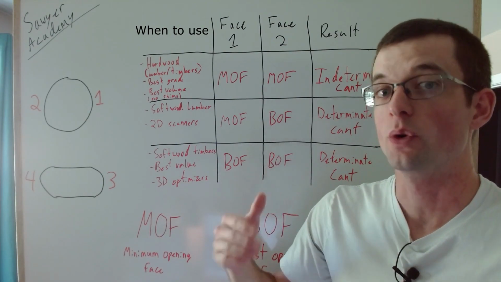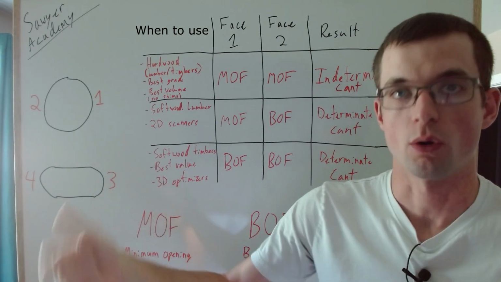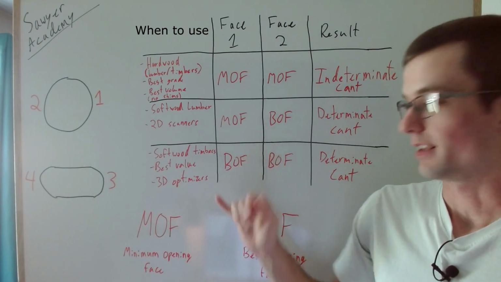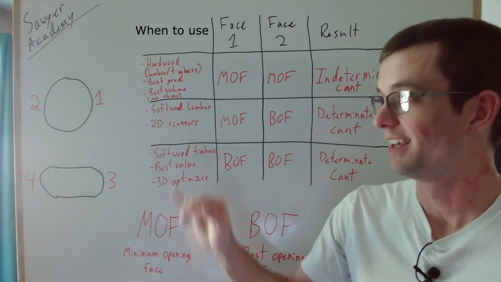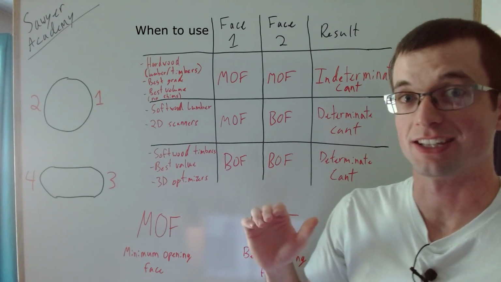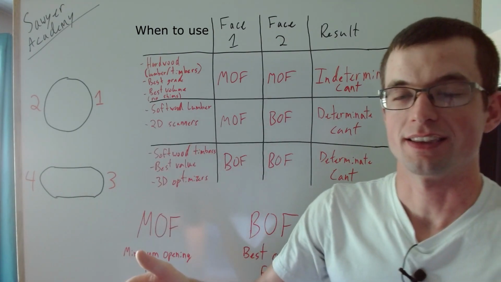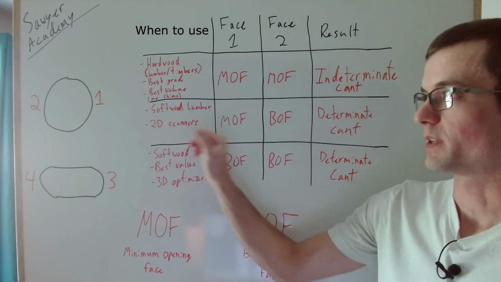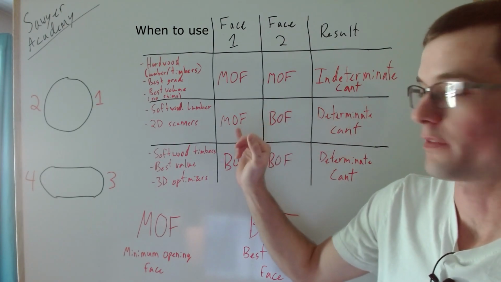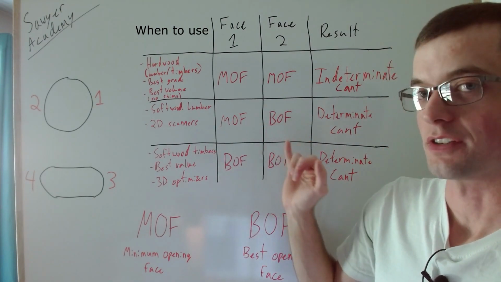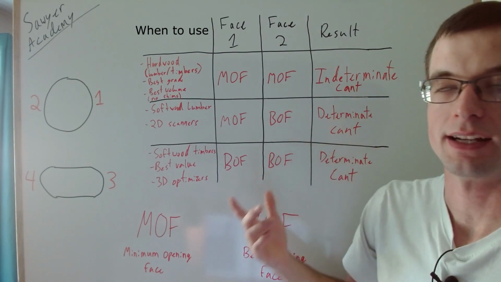And from there, you as a Sawyer can decide, yes, that computer made the right decision, let's go with it. Or if you're trying to do this, the computer got it wrong. The computer, a 2D scanner, when it gets it wrong, it gets it really wrong. So you're like, okay, computer's not gonna get this log. I have to cut this one manually. So that's what I'm talking about with computer-assisted sawing. And what I like about this, an MOF off your first face, a BOF off your second face, you're left with dimensioned lumber, a determinate cant.